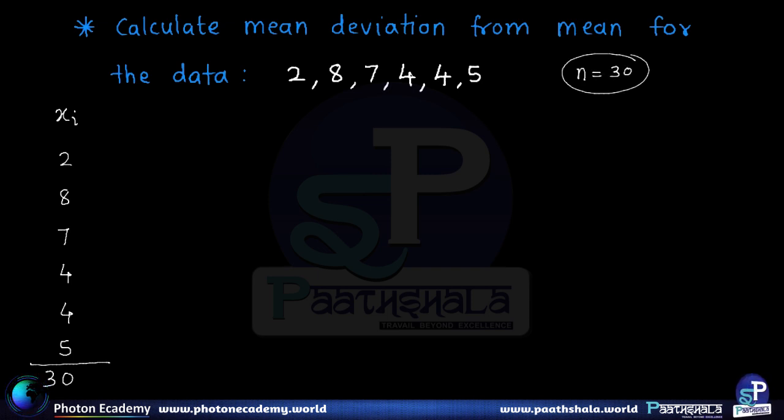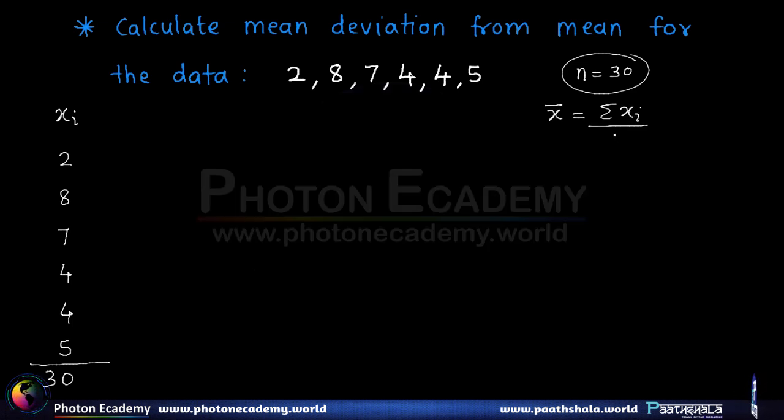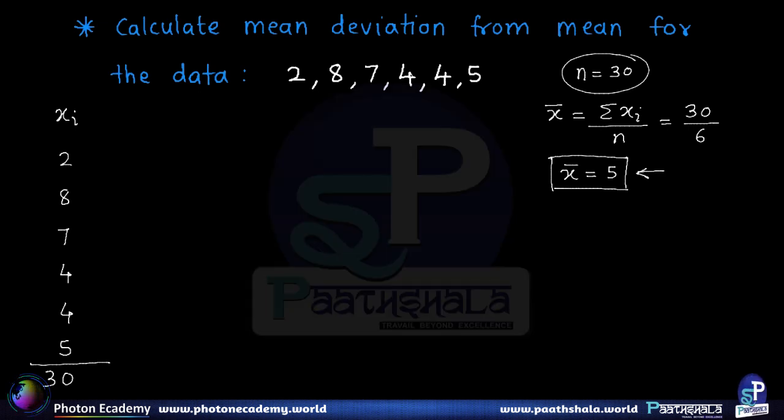So therefore let us first calculate the mean, that is summation of xi divided by n, isn't it? So the total sum is 30 divided by the number of observations, which are 6. So therefore our x bar is nothing but 5. Now we have to calculate the mean deviation around this particular value 5.